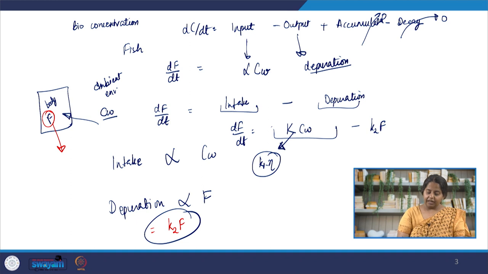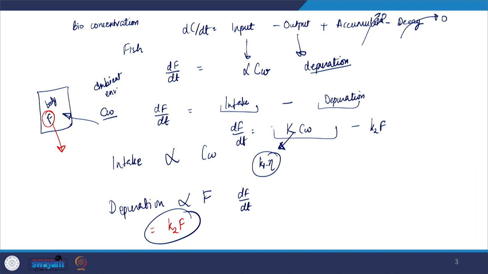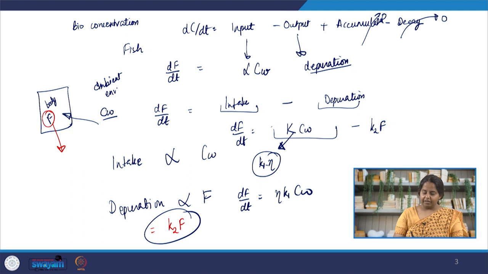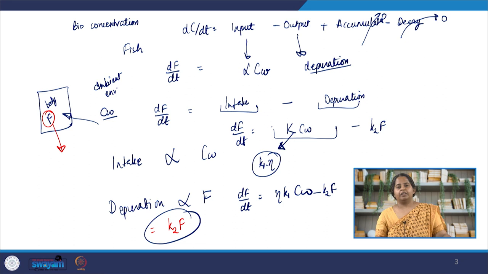So the capital K here is actually a product of two different constants. One constant tells me what is the rate constant for the transfer of contaminant from water to fish's body. The other is the constant that tells me how fast the fish's gills take up the contaminant and result in bioconcentration. So what we end up with is then dF by dt, the rate at which the contaminant concentration, which is F, is changing with time in fish's body, is equal to two constants multiplied into Cw minus K2F. Okay, so this is our rate equation.